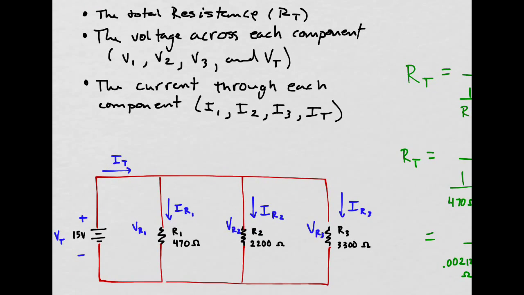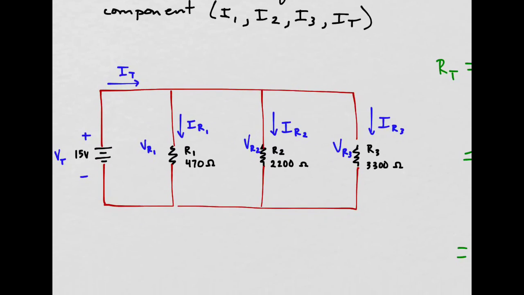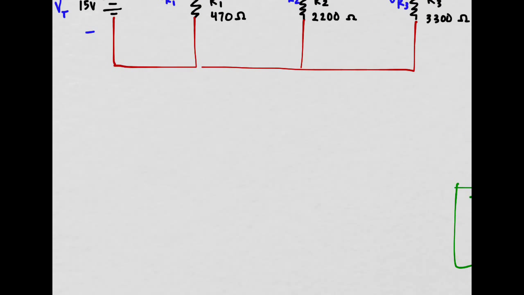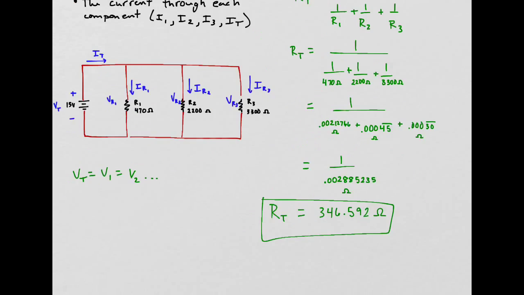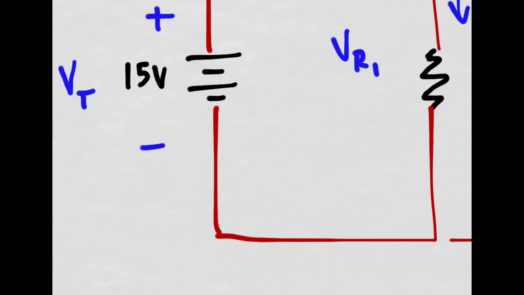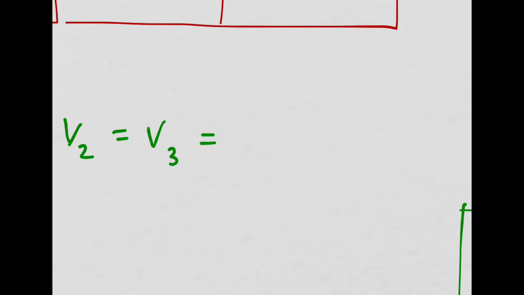Now, the voltage across each component. What was that formula? The voltage. That one's an easy one. If you look at your Venn diagram, that's just, actually it was VT equals V1, which equals V2, and so on. So they're all the same. So V1, V2, V3, VT. Maybe I could do V3 equals V3. That's just 15 volts.